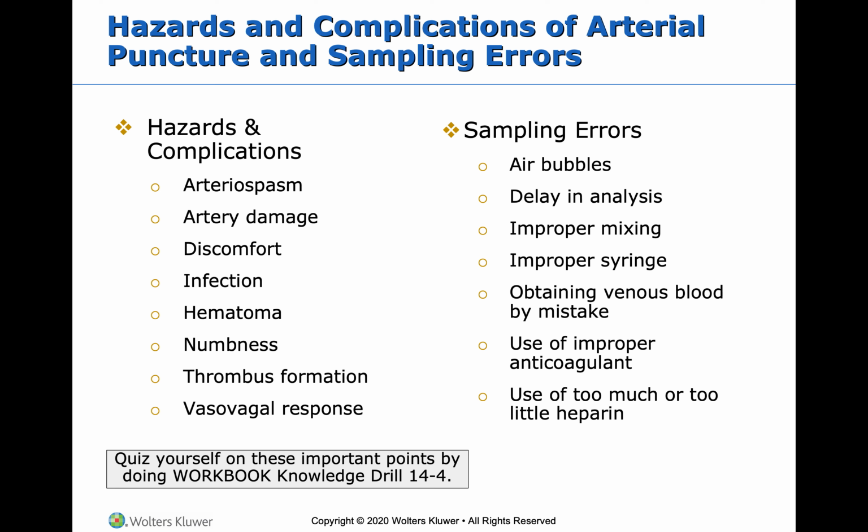So, some of those hazards and complications include arteriospasm, which is basically like an involuntary contraction of your arteries. It happens in patients that are really stressed out about the procedure or scared. Sometimes it happens in people that are completely relaxed, though. It's just kind of one of your body's defense responses. Artery damage or blockage can happen. So like I said, that's why we do the modified Allen test, to make sure that you have adequate supply from another artery so that it doesn't kill your hand or foot or wherever we're puncturing.